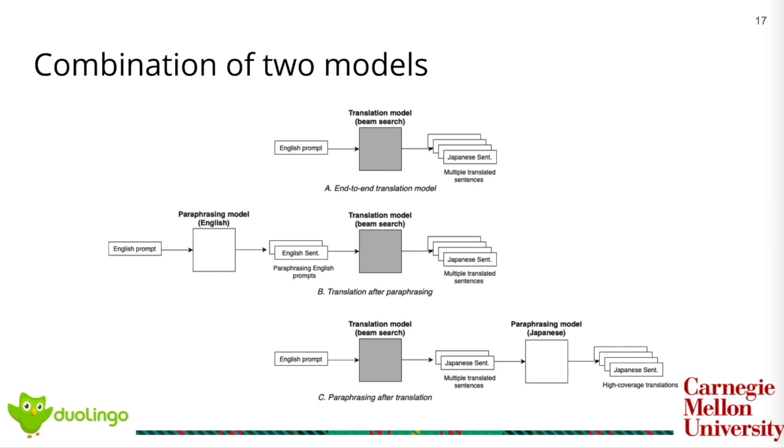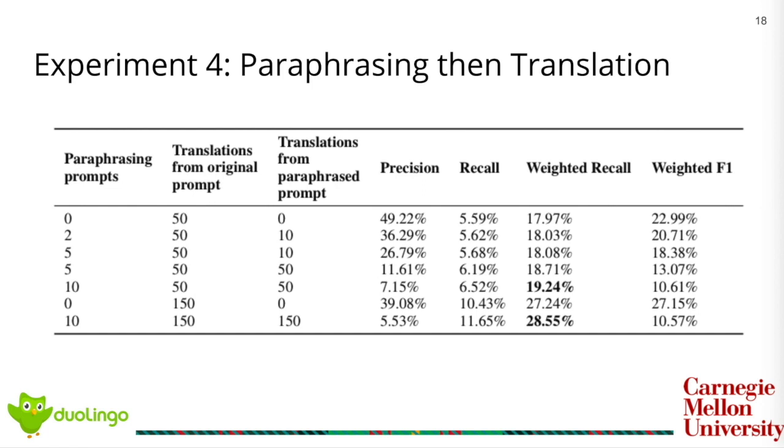Next, we combine our translation model with the paraphrasing model. There are 2 ways: translation after paraphrasing and paraphrasing after translation. In the experiments, adding more paraphrasing prompts or selecting more translation results from the paraphrased prompts increased the weighted recall, but decreased the weighted F1 score.